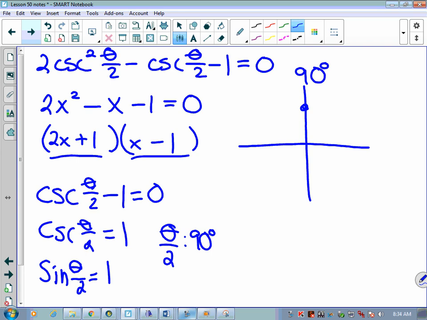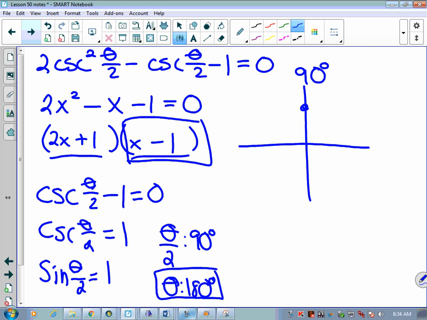Okay? Now, we do have to stay within that range of 360 degrees, but notice that instead of dividing by 2, what am I doing here to solve for theta? Multiplying by 2. So what do I get? 180 degrees. And that's going to be my only answer for this one right here, because if I went all the way around and then multiplied by 2, I'm way over 360 degrees. So my first answer is 180 degrees. Does that make sense so far?